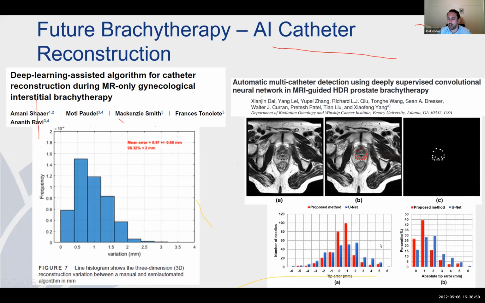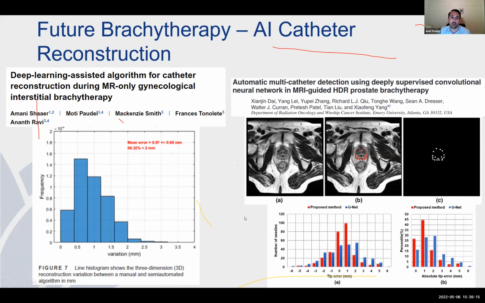And again, we have a method that's compared to some gold standard, which is usually some user input. And we have a nice histogram that's peaking around a value of 0 here, which is great. And the majority of these errors, especially in the tip area of the needle, which is the most difficult to identify, are all around the 0 to 1 to 2 millimeter range. So again, probably not quite ready for clinical rollout, but not too far away either.